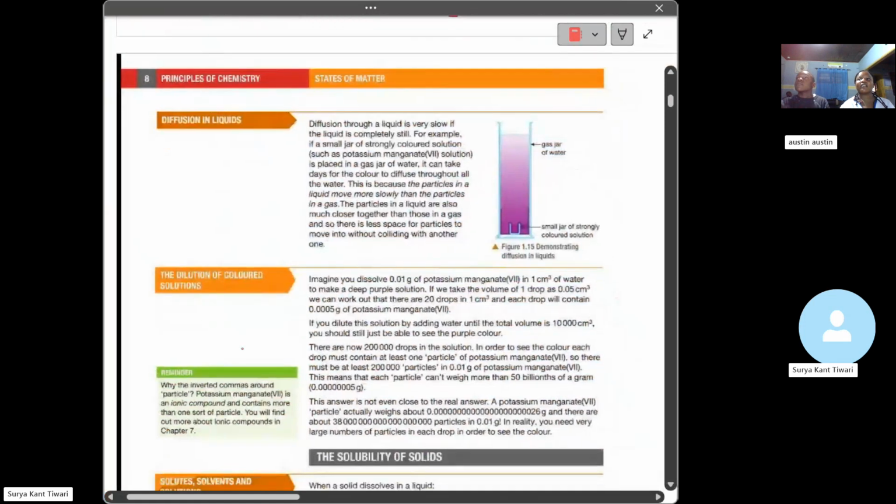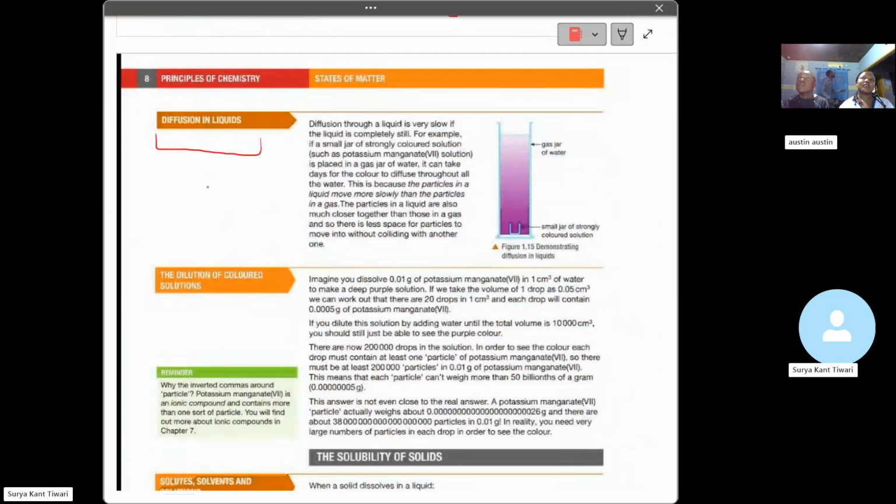After that, there is diffusion in liquids. You can try one thing. Keep a bottle of water, and in that, use a different color of water. Once you mix two colors of water together, you will see the water mixing in a way that will show you the diffusion between liquids. Okay, sir.